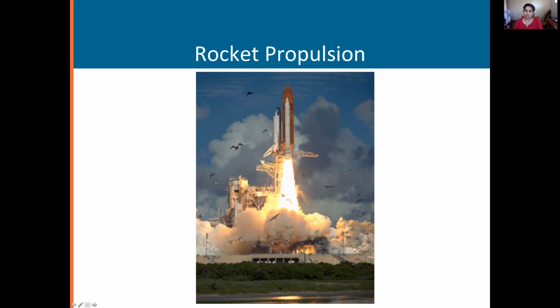Lastly, we come to the case of rocket propulsion, because it's possible to understand how rockets are propelled using the concepts of perfectly inelastic collision. Okay? In fact, it's like a perfectly inelastic collision, except in reverse.